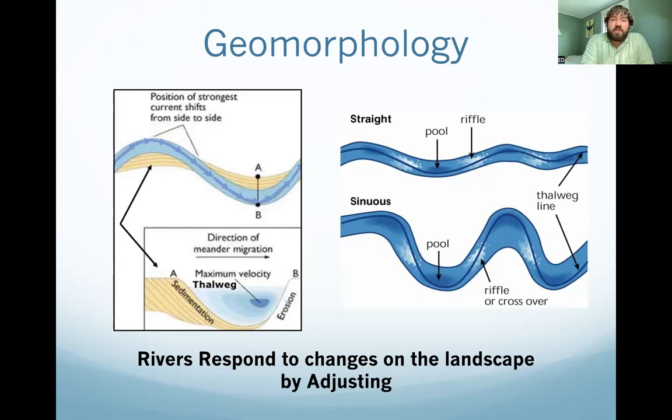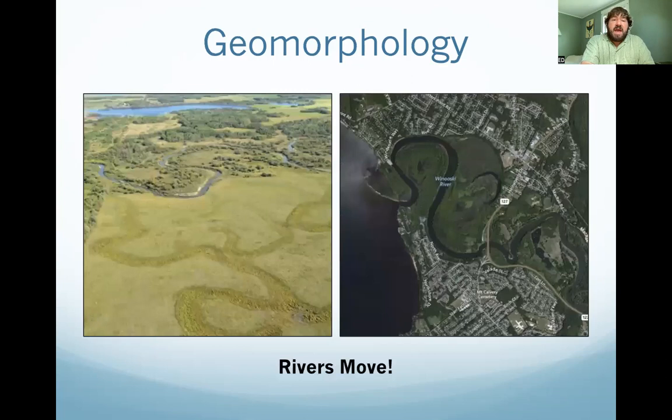And this has important implications because we think about rivers on the landscape generally as being static, and houses get built next to rivers and roads get built next to rivers. But as we do things on the landscape, the river is going to want to move. And so that has an important implication for some of the infrastructure we put around rivers. And this is a process that really plays out over time.